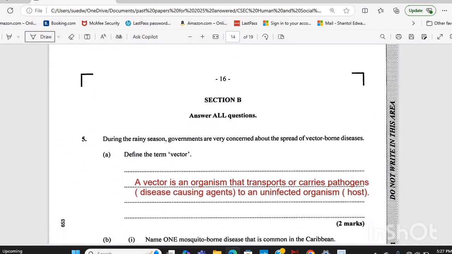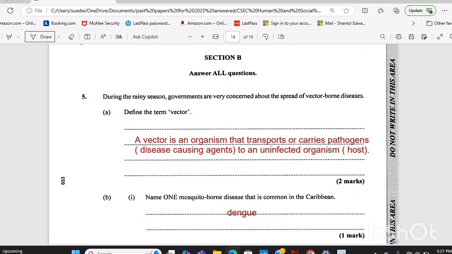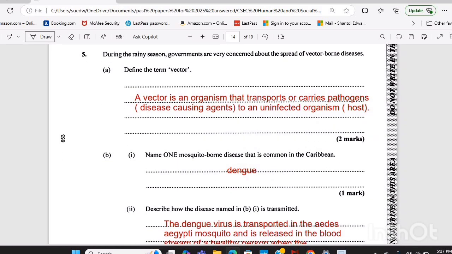So let's look at section B. Question 5. During the rainy season, governments are very concerned about the spread of vector-borne diseases. A. Define the term vector. A vector is an organism that transports or carries pathogens, which are disease-causing agents, to an uninfected organism, which is the host.